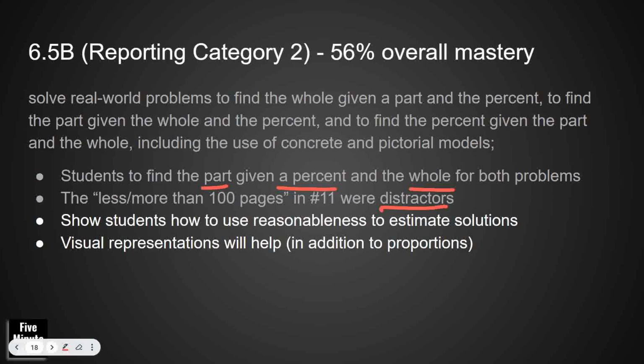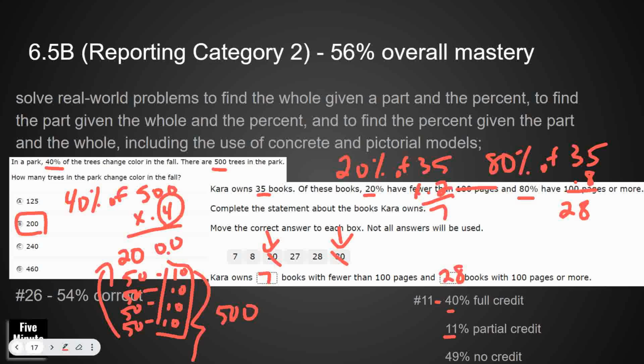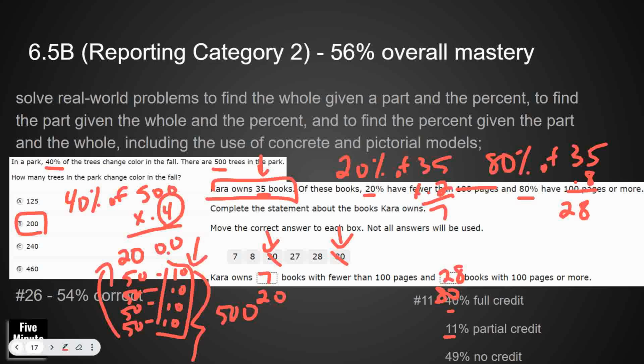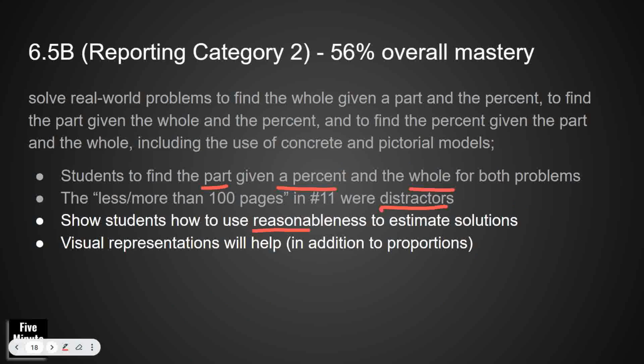So that first item, we were able to use reasonableness to estimate solutions. We were able to get up to that 200 without necessarily calculating anything. And that reasonableness also could have helped us: if I chose 20 and 80, how do I have 20 books and 80 books? That's 100 books, but I've only got 35, right? So that doesn't make sense. And then visual representations might help, like I did right here, to represent that 500, in addition to proportions if you need it. Or if it's given a percent and a whole and you need to find the part, multiplication is going to be easy for our students as well.